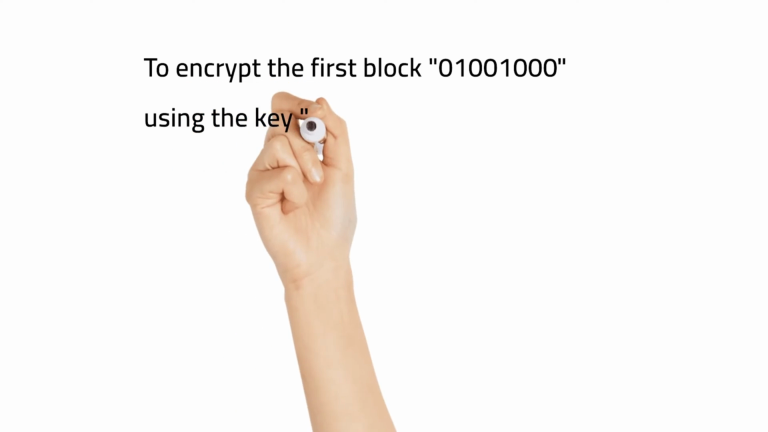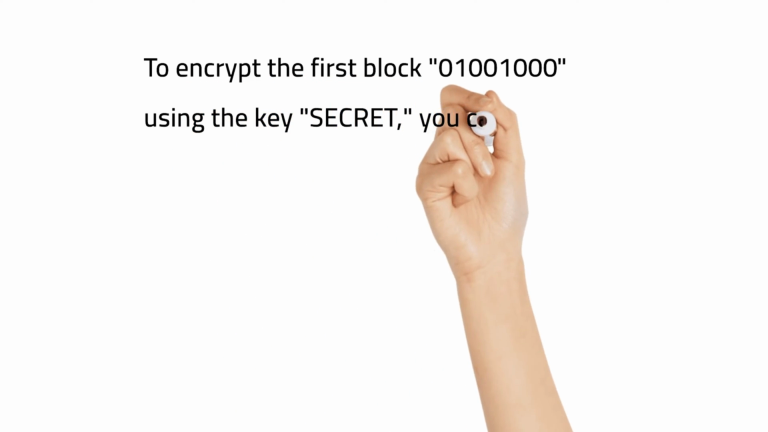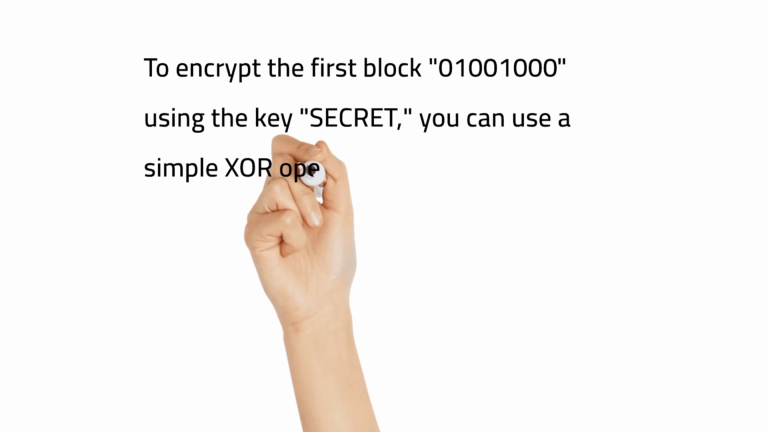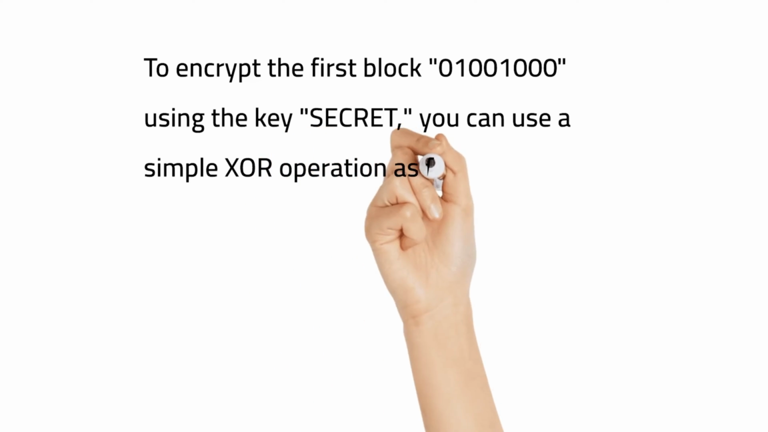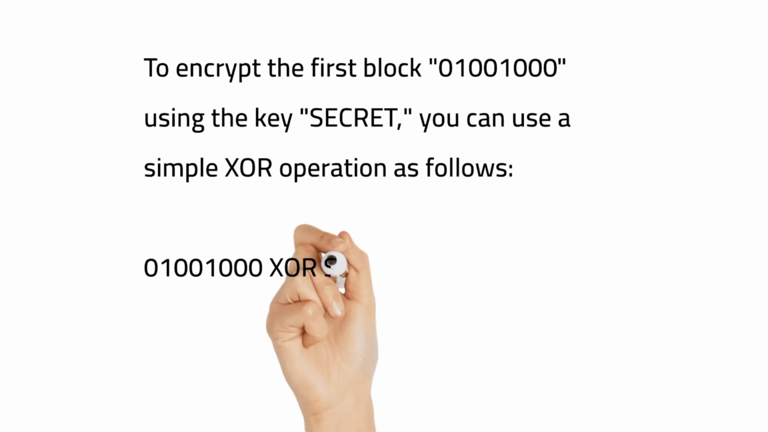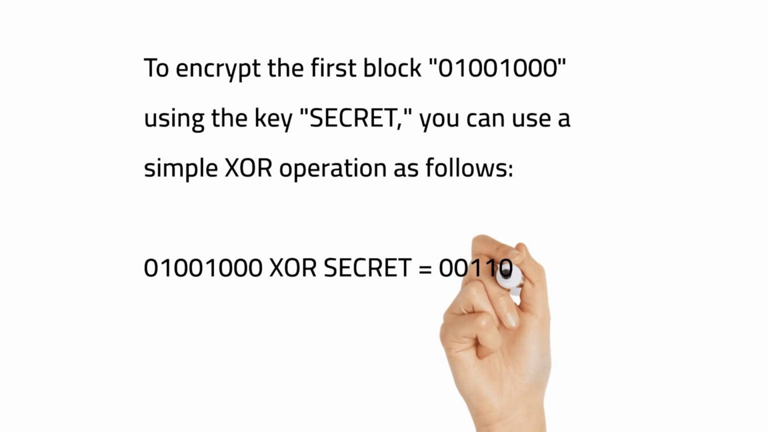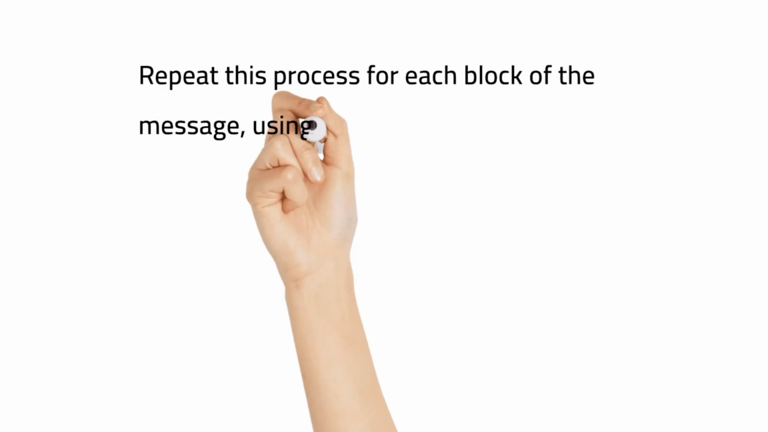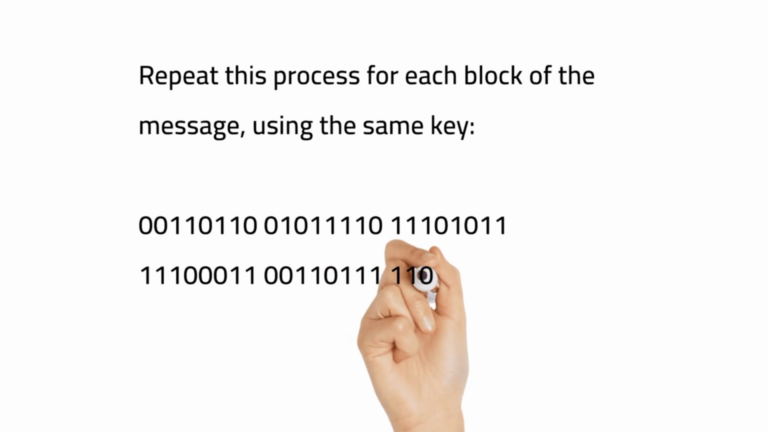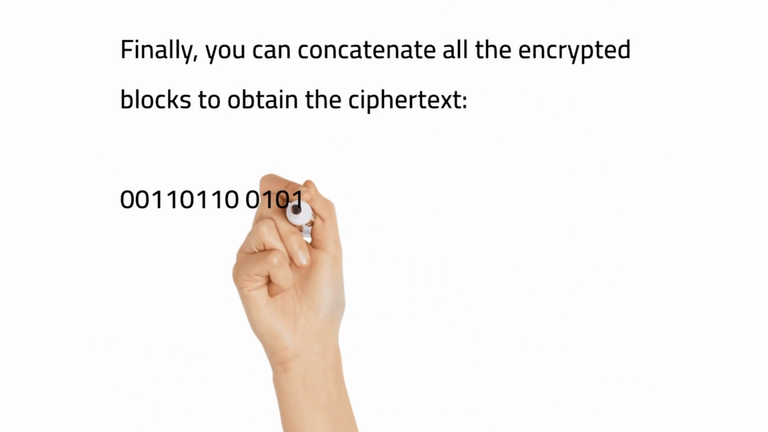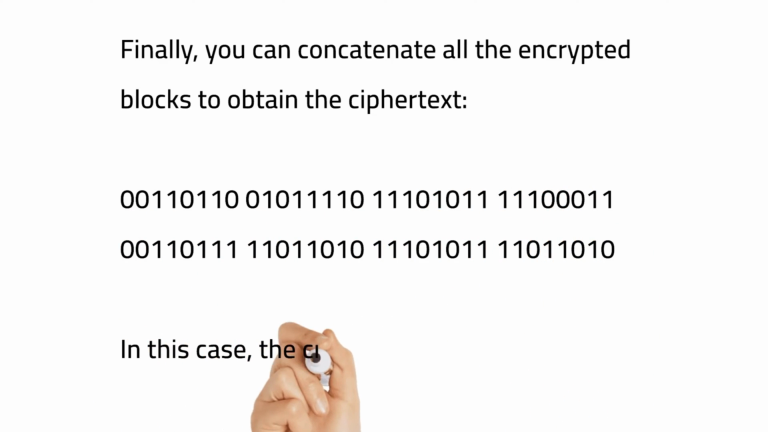Now you can apply the ECB mode to encrypt each block of the message independently using the same encryption key. For example, to encrypt the first block 01001000, in our example, using the key secret, you can use a simple XOR operation as follows. Repeat this process for each block of the message using the same key. Finally, you can concatenate all the encrypted blocks to obtain the ciphertext.